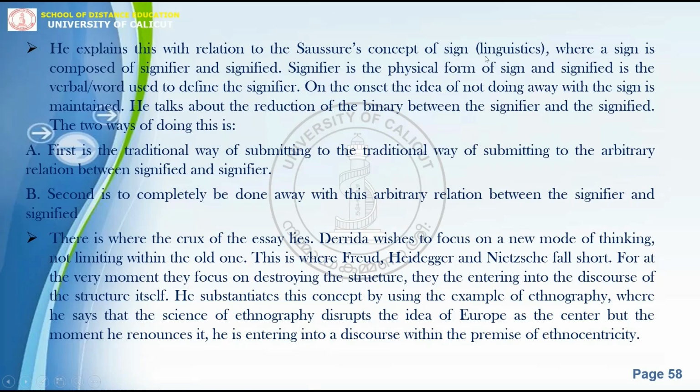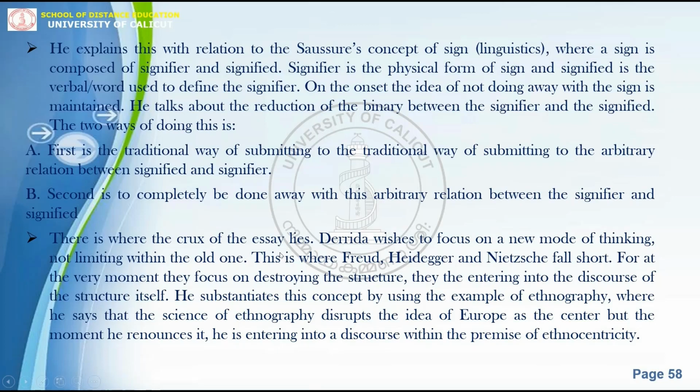Now he explains this in relation to Saussure's concept of signs, where a sign is composed of signifier and signified. Now the signifier is the physical form of the sign, the signified is the word used to define the signifier. So at the onset, the idea of not doing away with the sign is maintained. He talks about the reduction of the binary between the signifier and signified. There are two ways of doing this. First is the traditional way of submitting to the arbitrary relation between signified and signifier. Second is to completely do away with the arbitrary relation between the signifier and signified.